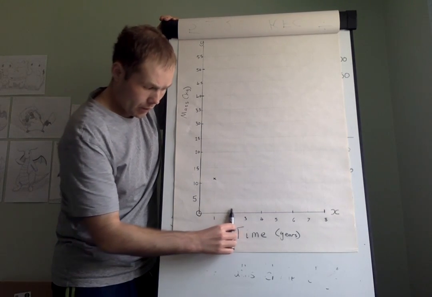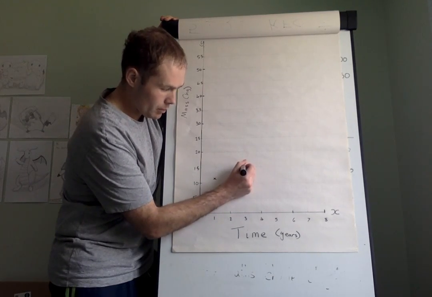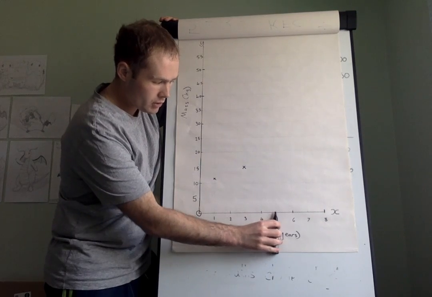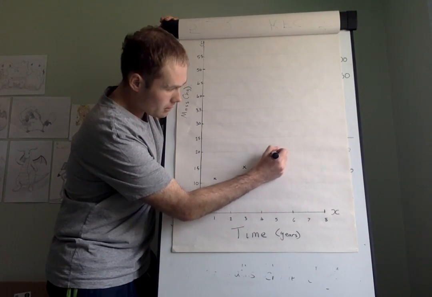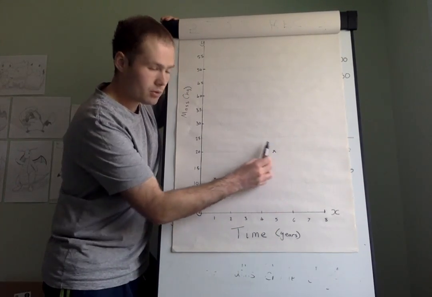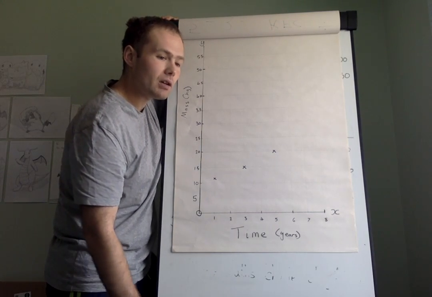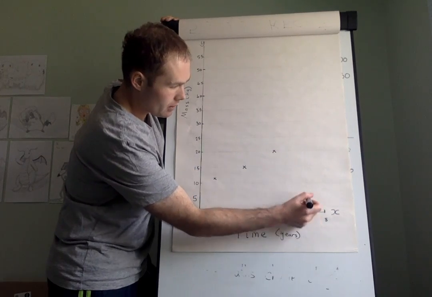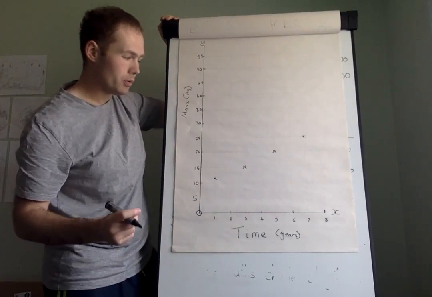So from 0, we read across to 3, and then up to 15. And we put a little cross there. Next, we've got 5 years old, and he is 20 kilograms. So we put a little cross there, because we've read across to 5, and then up to 20. Next, at 7 years old, he is 25 kilograms. So we read up to 25 here. That's right, yeah. And we push across there.